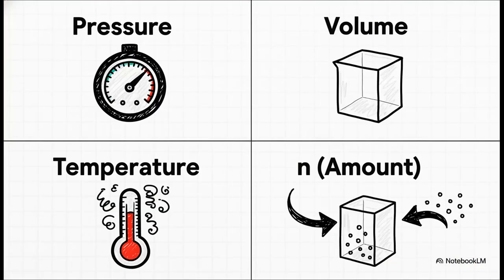To get a handle on these rules, you really only need to know about 4 key players. First up is pressure. That's the force the gas is pushing with. Then you've got volume, which is just the space it takes up. Temperature, which is really a measure of the gas's energy. And listen, this is super important, it has to be in Kelvin for these laws to work right. And finally, n, which is the amount of gas you have. We measure it in moles, which is basically just a chemist's way of counting a ridiculously huge number of particles. Think of it like a dozen, but for atoms.